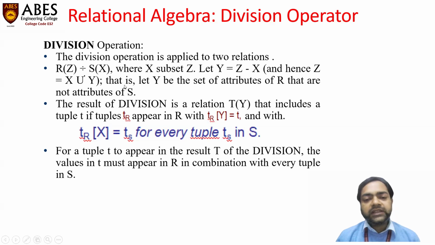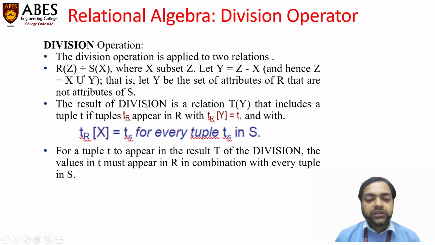Why do we say that? Let's suppose Y equals Z minus X, and hence Z equals X union Y. That is, let Y be the subset of the set of attributes of R that are not present in the attributes of S. So if we apply R(Z) divided by S(X), the resultant relation will have the attributes of Z that are not present in X. So this is the concept of the division operator, right?